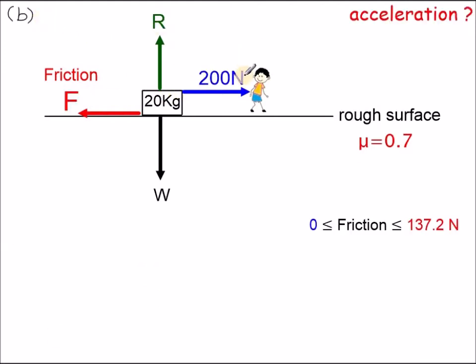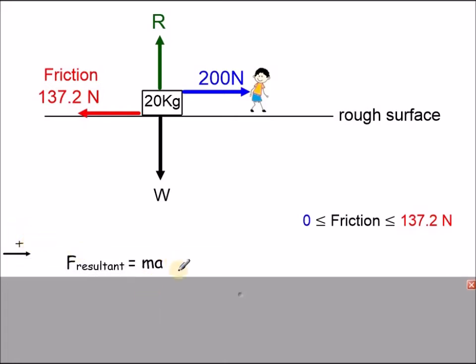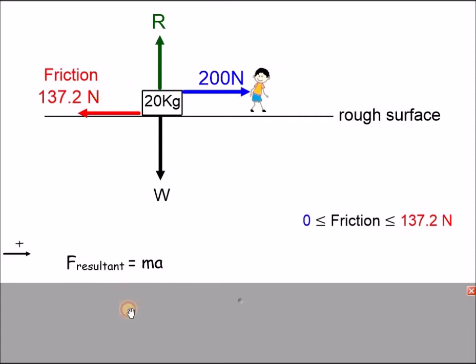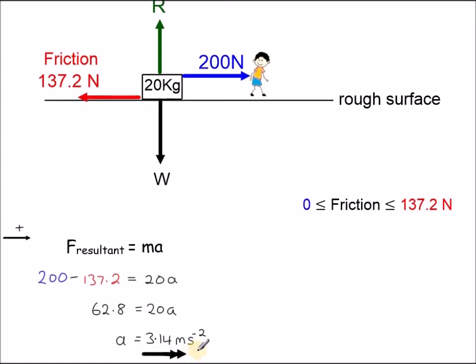Part B. This time the person tries even harder and applies a force of 200 newtons. We still have the same values from before for the coefficient of friction, the mass of the block, the weight of the block, and so on. So the force of friction will be any value between 0 and its maximum, 137.2 newtons. We can see already that this horizontal force is sufficient to overcome the maximum frictional force. So friction is 137.2. If we take this direction as positive, F equals ma, the resultant force will be 200 minus 137.2 equals the mass times the acceleration, and we can solve to work out acceleration and the direction of acceleration. So 3.14 meters per second squared.